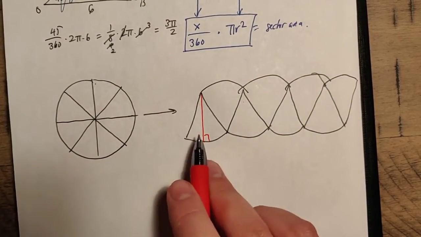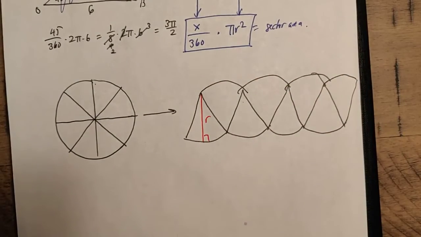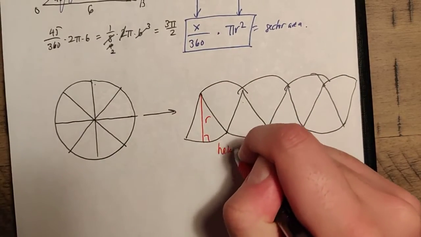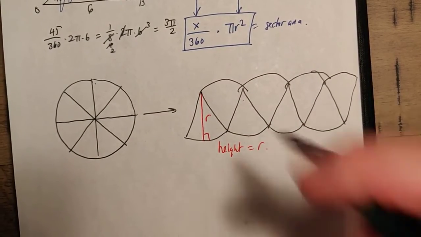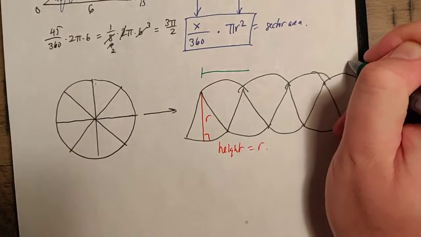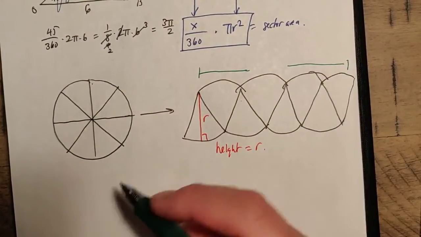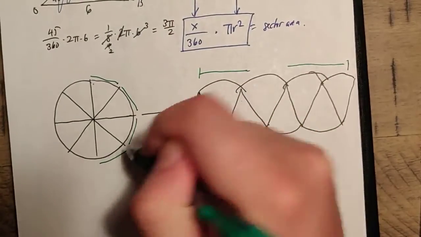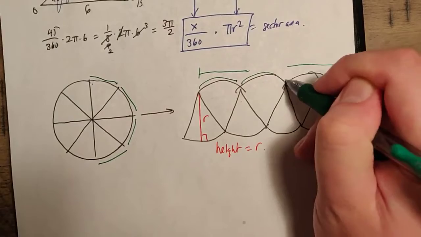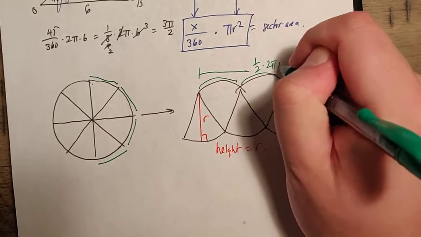The height of this is pretty clearly the radius, because that's just the slice here, and all these are the radius, so we're going to say that's the r. That's the height. Now we need to figure out the base. This base is actually the sides of half the slices. So half the slices are going to be around like this, corresponding to these pieces here. So it makes sense that it's going to be half the circumference, so it's going to be half of 2 pi r.